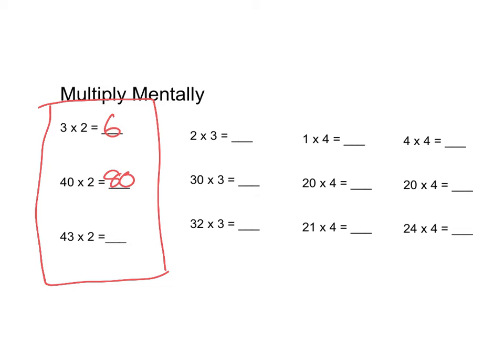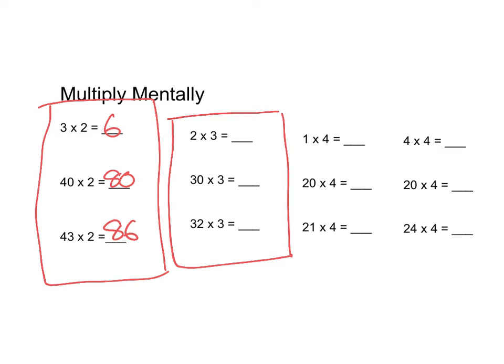So if we say 43 times 2, well, we already know what 3 times 2 is, that's 6, and we know what 40 times 2 is, that's 80. So our answer to 43 times 2 would be 86 if we put those two together. All right, let's look at the next one.